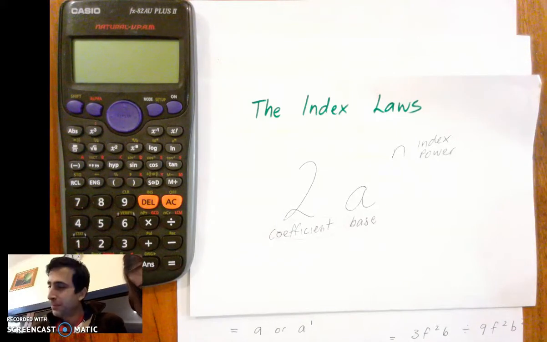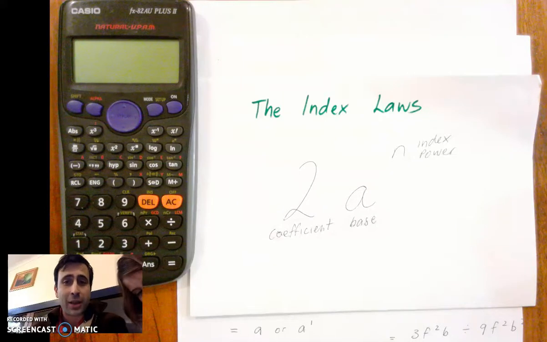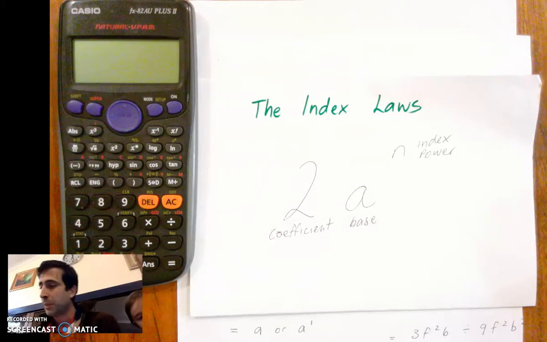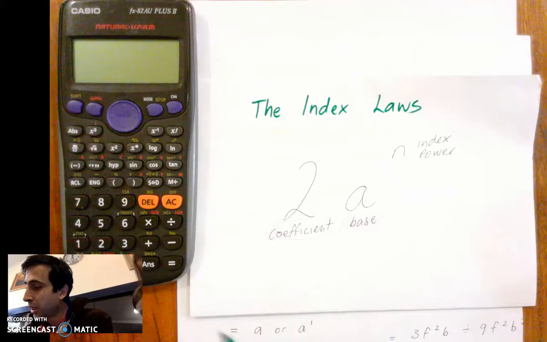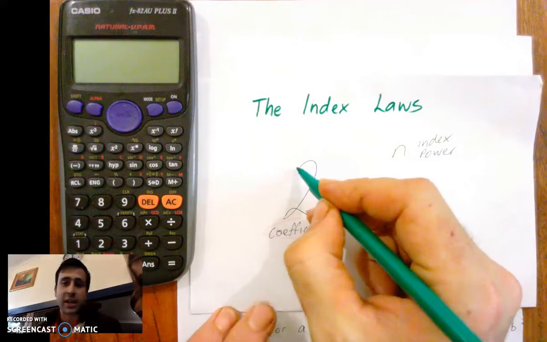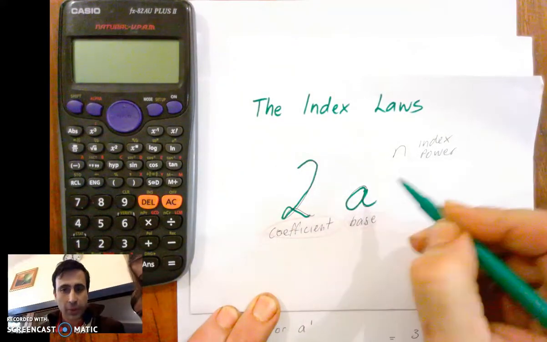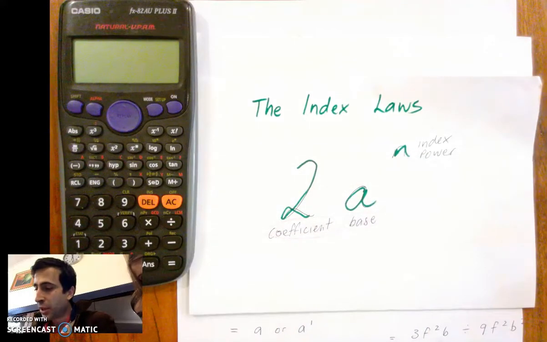Now, what we're going to do today is we're going to recap index laws, and we're also going to look at indices, and then we're going to look at index laws. Now, to start off with, we're all familiar with this idea of something, just say 2a to the power of something. And in this case, I'm just using n. I just want to recap the names of each of these.